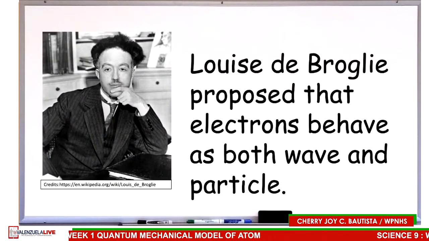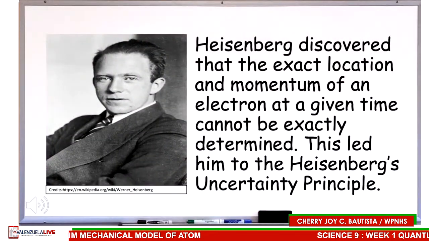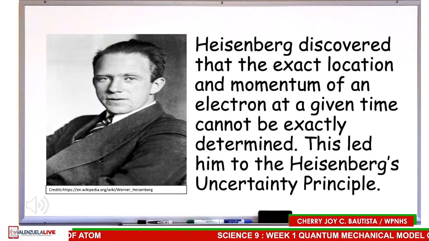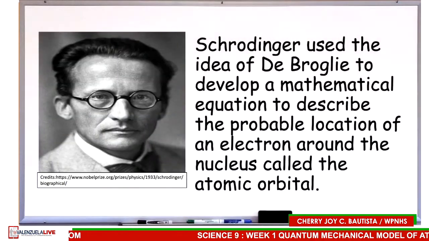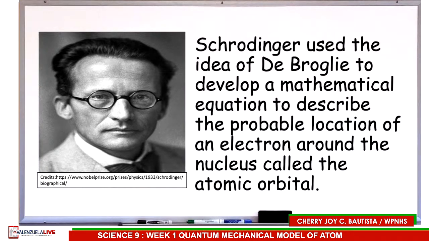Louis de Broglie proposed that electrons behave as both wave and particle. Heisenberg discovered that the exact location and momentum of an electron at a given time cannot be exactly determined. This led him to the Heisenberg's uncertainty principle. Schrödinger used the idea of de Broglie to develop a mathematical equation to describe the probable location of an electron around the nucleus called the atomic orbital.